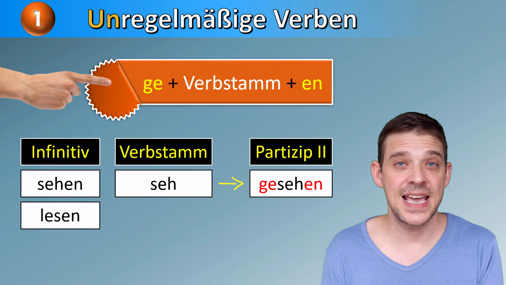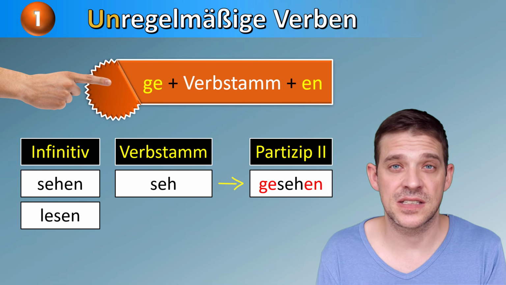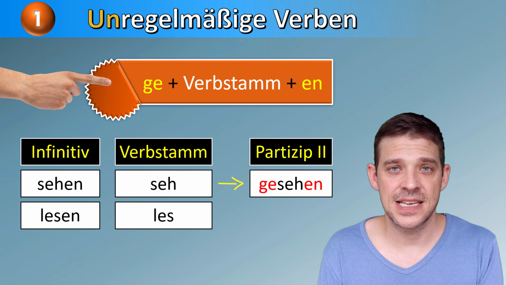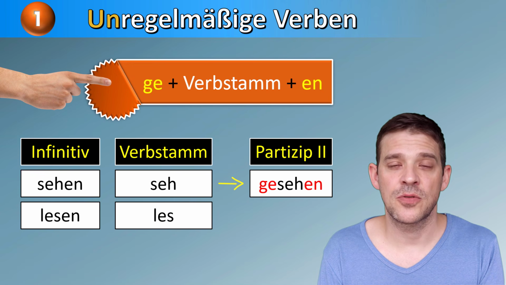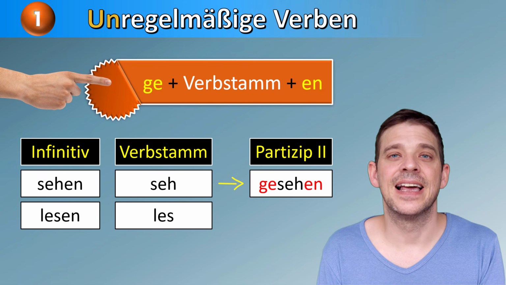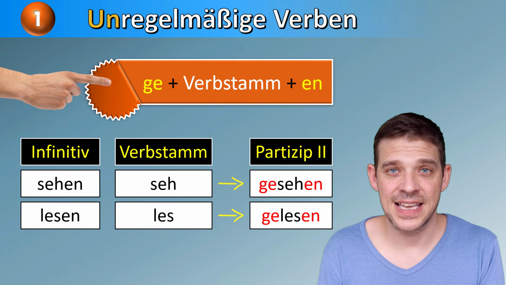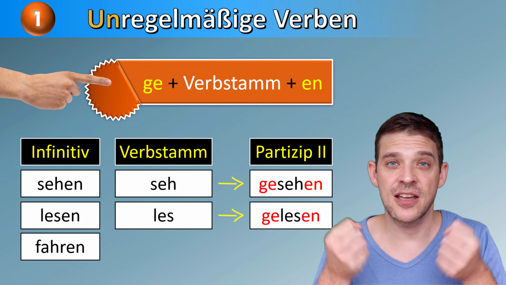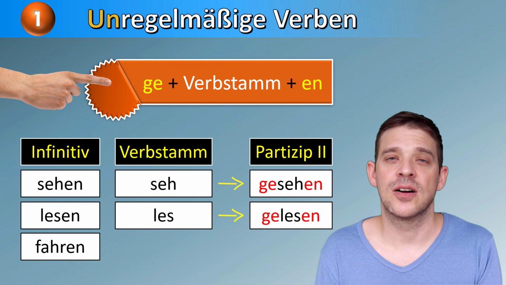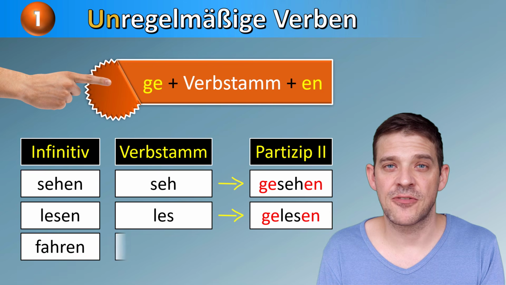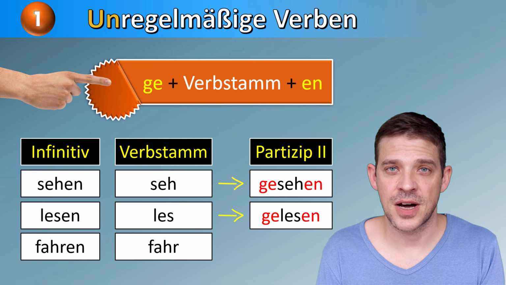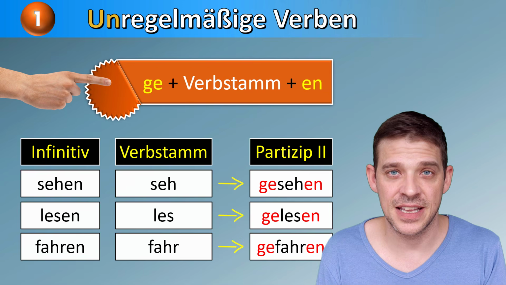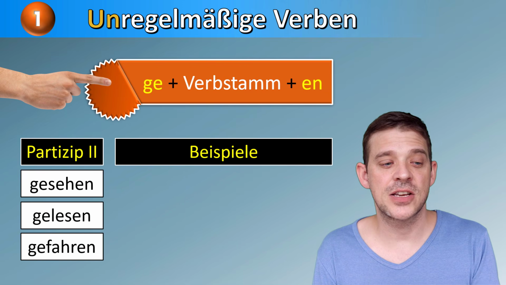Oder das Verb lesen. Lesen heißt to read something. Verbstamm ist les. And here also the PP is gelesen. Und das letzte, fahren. Fahren heißt to drive or to go. Also irregular verb. Verbstamm ist fahr, Partizip gefahren. Machen wir ein paar Beispiele.